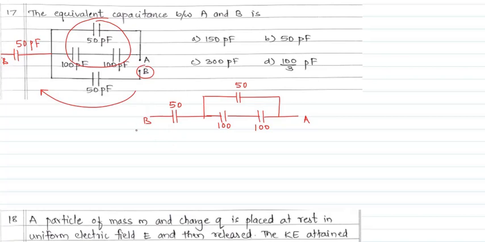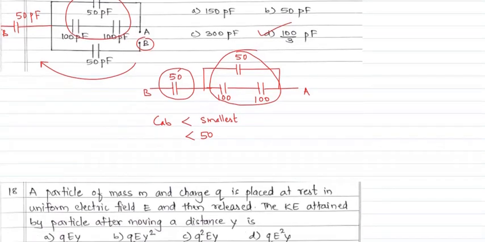I had told this in the previous problem, 2 problems back. Now in series, equivalent will be less than the smallest of all. Means this 50 and the smallest of this equivalent. So it will be less than 50. Now observe the options. D is the only option which is less than 50. So option D is the answer. Even if you solve, you will have the same answer.